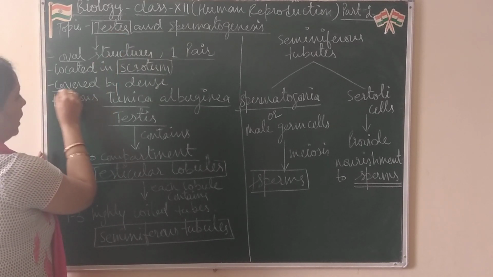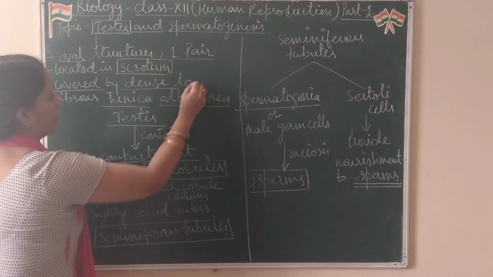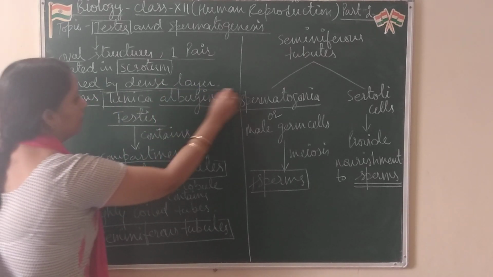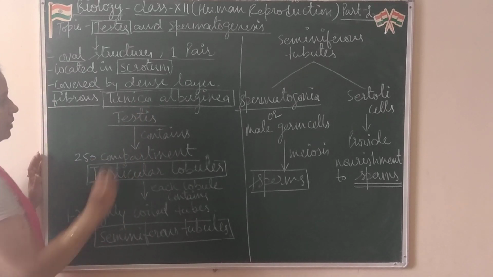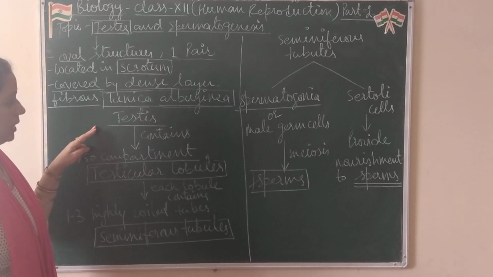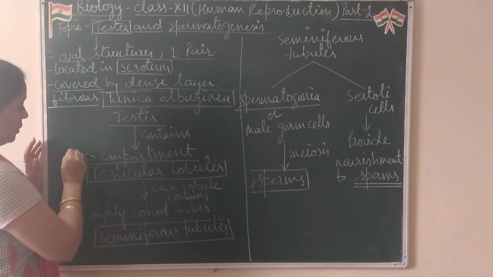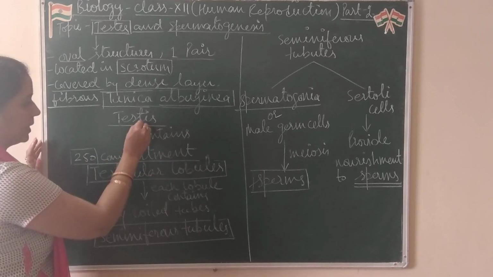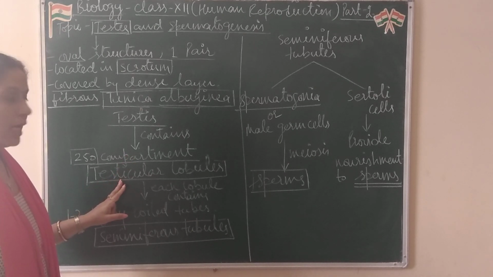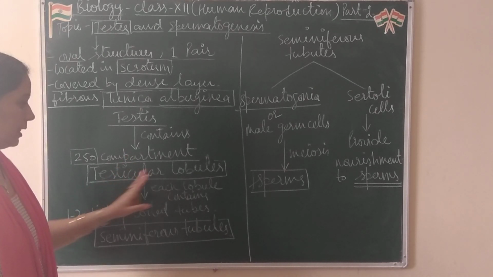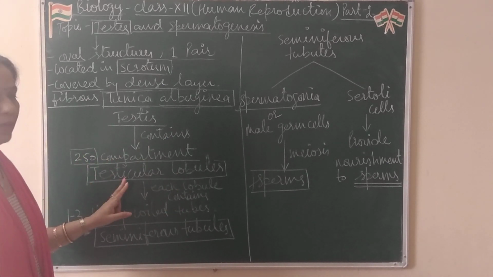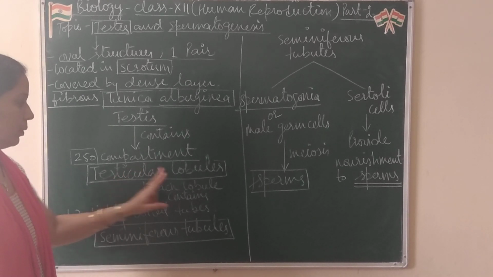Each testis is covered with a dense fibrous layer called the tunica albuginea. Now if you look inside the testis, it contains 250 compartments. Each testis is made of 250 compartments, and these compartments are called testicular lobules. Testicular lobules. Each compartment is called a testicular lobule.